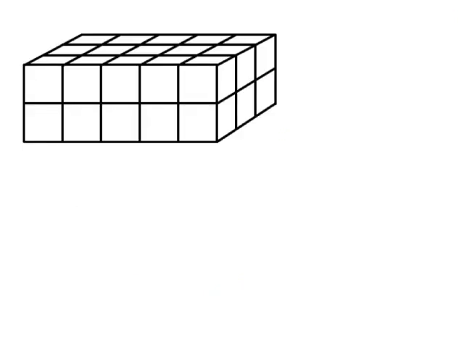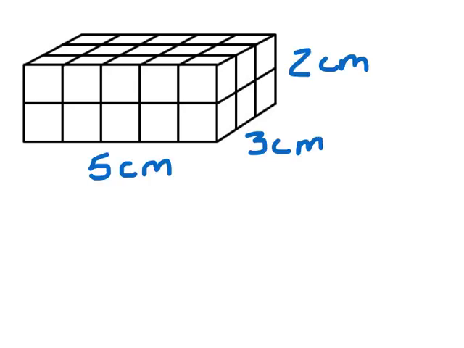So here's an example for you to try. We have a rectangular prism made up of cubic centimeters. Go ahead and use either of the strategies we talked about to calculate its volume. Pause the video, come back when you are ready. So the first thing that you probably did was calculate the three dimensions, the length, width, and height of this rectangle. And you found them to be 5, 3, and 2.